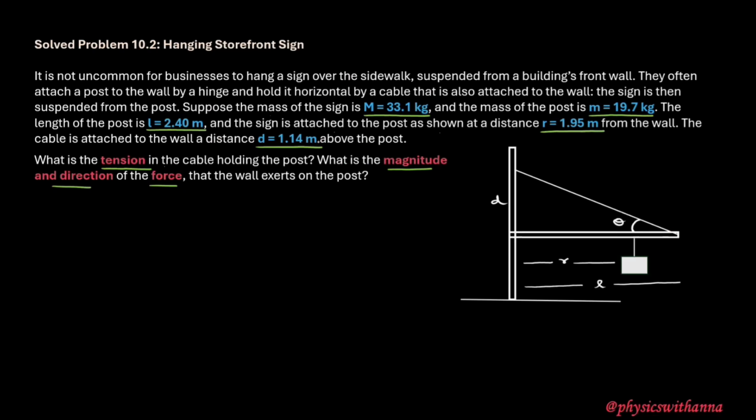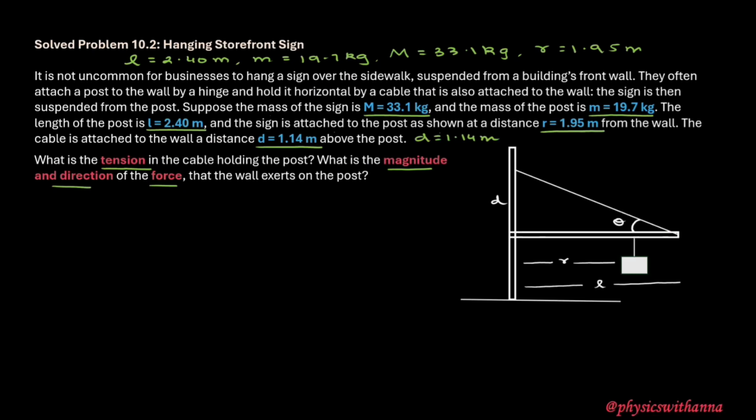So here in this question you have a post which has a length L of 2.40 meter. The mass of the post is 19.7 kilogram. You hang a store sign of mass capital M 33.1 kilogram on this post at a distance of R equals 1.95 meter from the wall, and the cable is attached to the wall at a distance D equals 1.14 meter from the post. In the first part we need to find what is the tension in the cable.